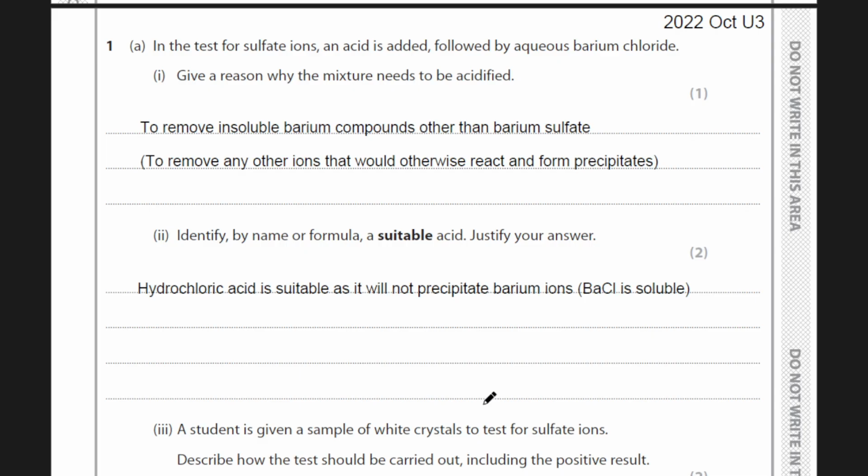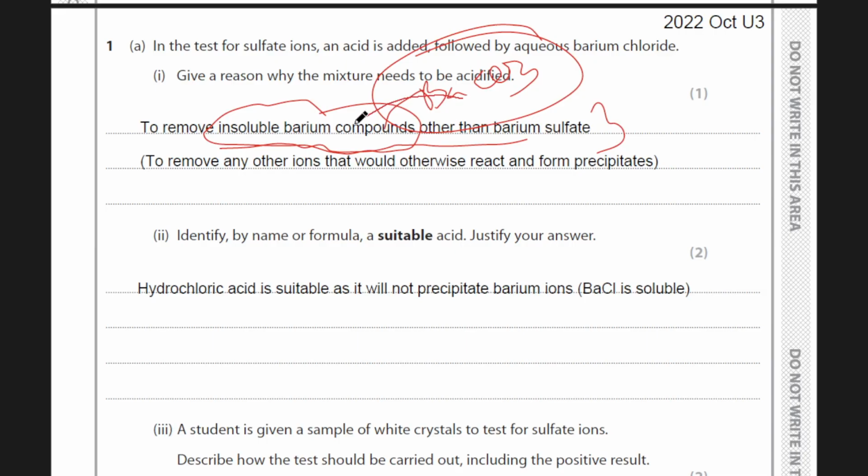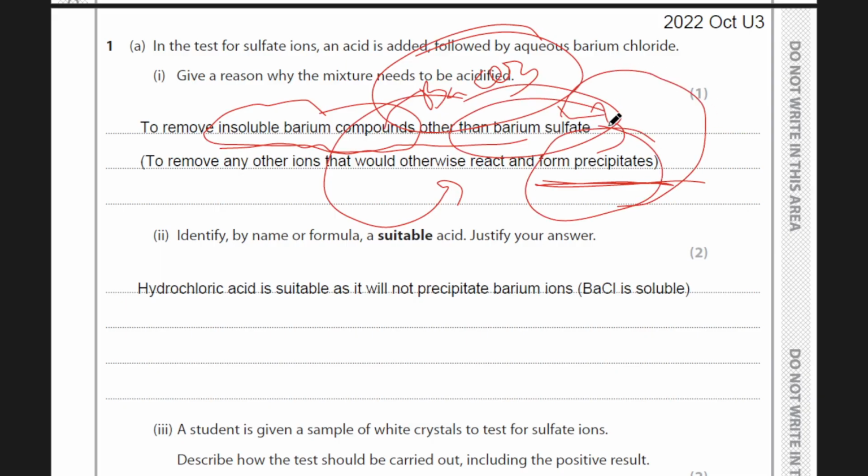In the test for sulfate ions, an acid is added. Now, why do you think the mixture must be acidified? Well, a little while ago in a previous question, I said that it is to remove insoluble barium compounds other than barium sulfate, such as barium carbonate, which is a prime example. These compounds are insoluble, so they would otherwise react and form a white precipitate, and we don't want these white precipitates to mask the barium sulfate, which is white itself. So it would cause a contradiction, and it is very important to remove these barium compounds, if any are present, by acidifying the mixture before adding the barium chloride.